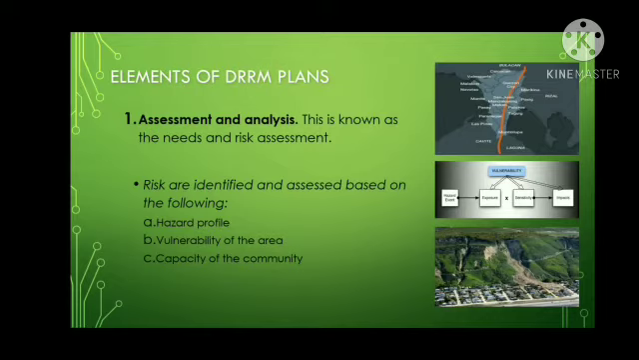Next, we have the capacity of the community. Capacity of the community refers to all strengths, attributes, and resources available within a community, organization, or society to manage and reduce disaster risks. So all these criteria must be included as primary assessment and analysis for the best outcome of a disaster plan.